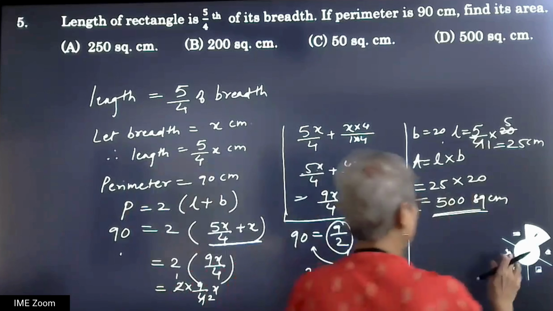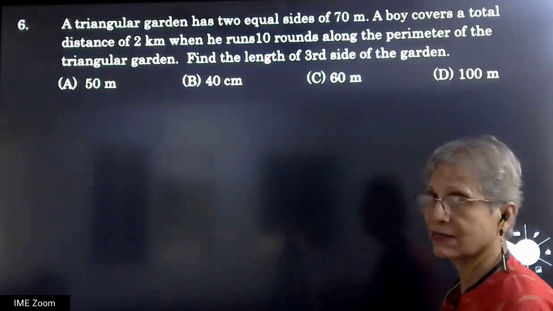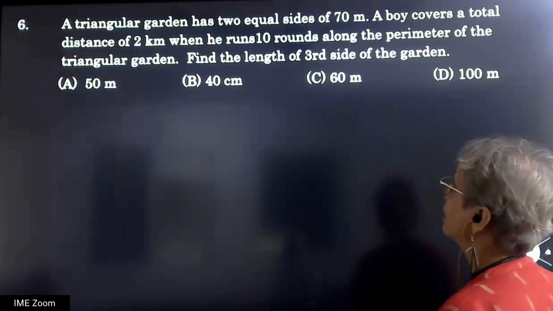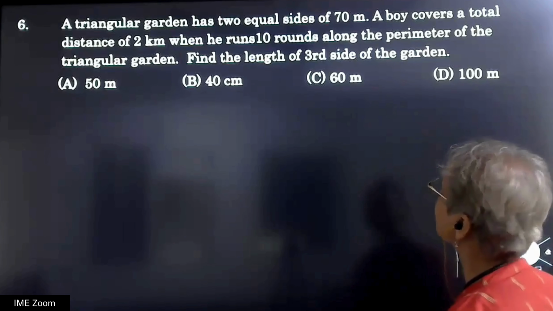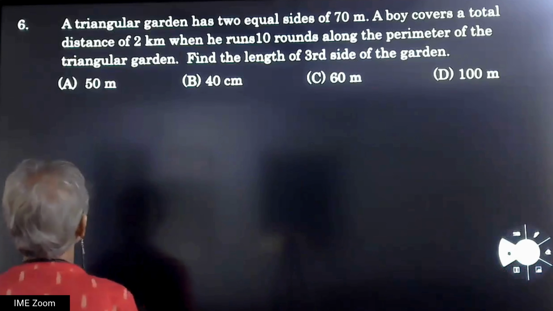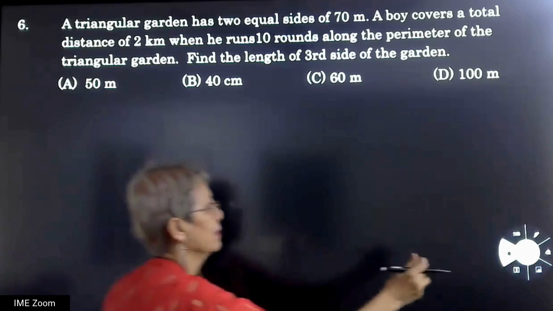Okay. So next question. The answer we discussed, that is 500, answer D, for the previous question. Now here again, a triangular garden has two equal sides. Two equal sides means it is an isosceles triangle. So it is a triangular garden.